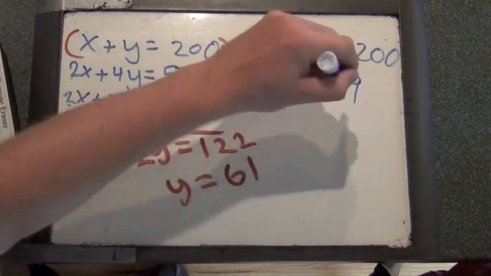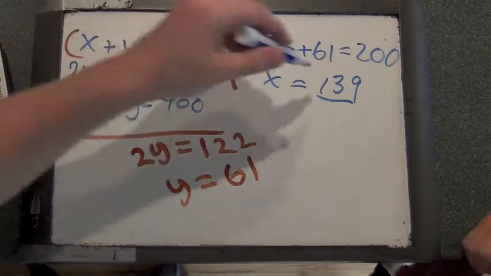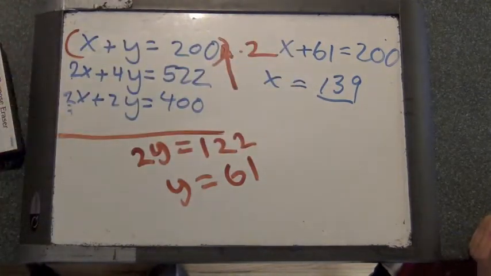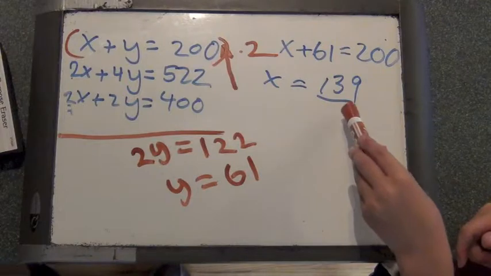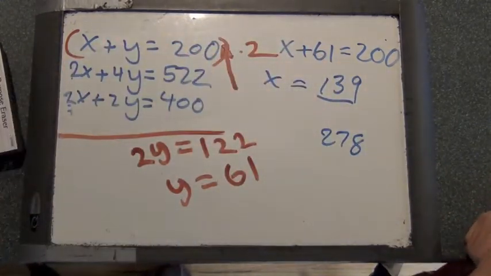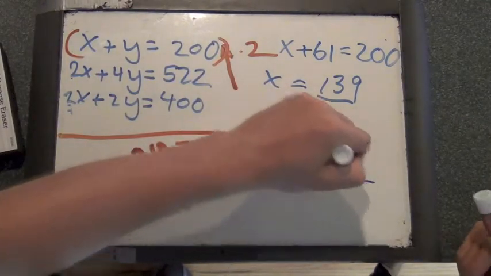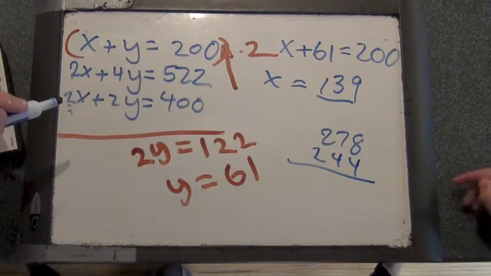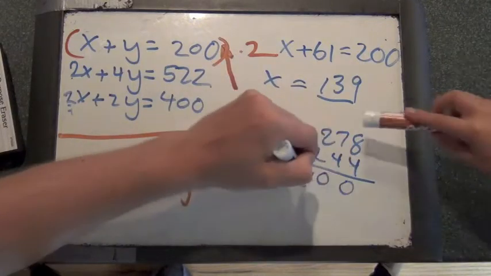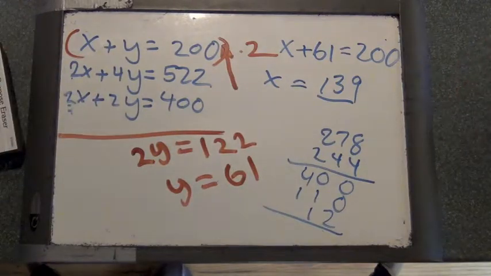139. Okay. And now we can double check. We know that 139 plus 61 is 200. All right, what's 2 times 139? It's 278. Okay, so 278. What's 4 times 61? That's 244. And what does that add up to? 400, and then 122, which adds up to 522.